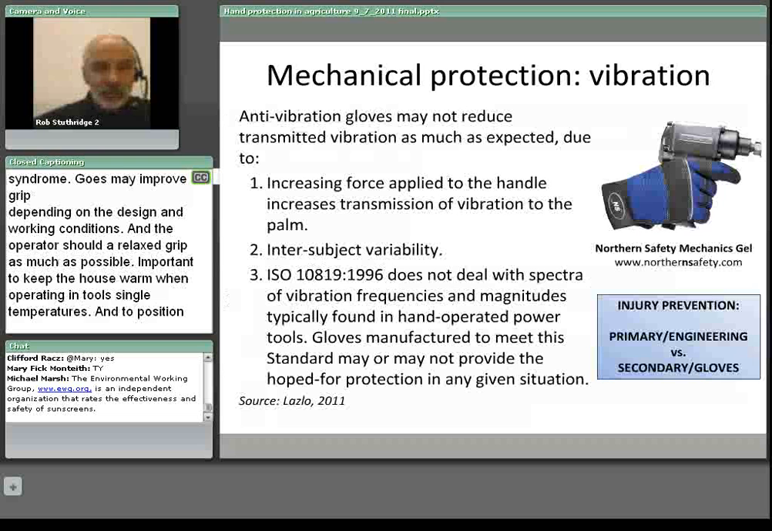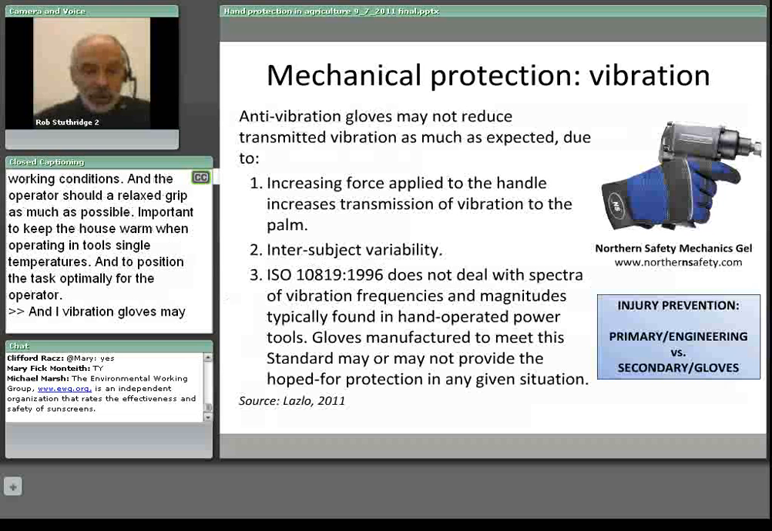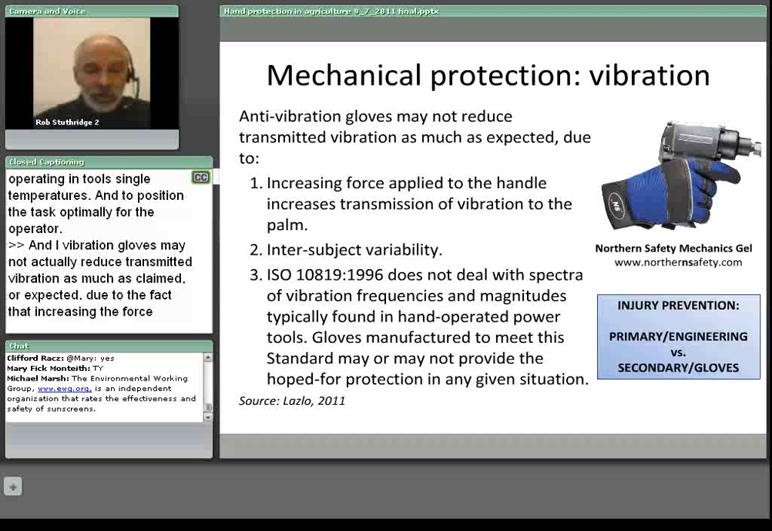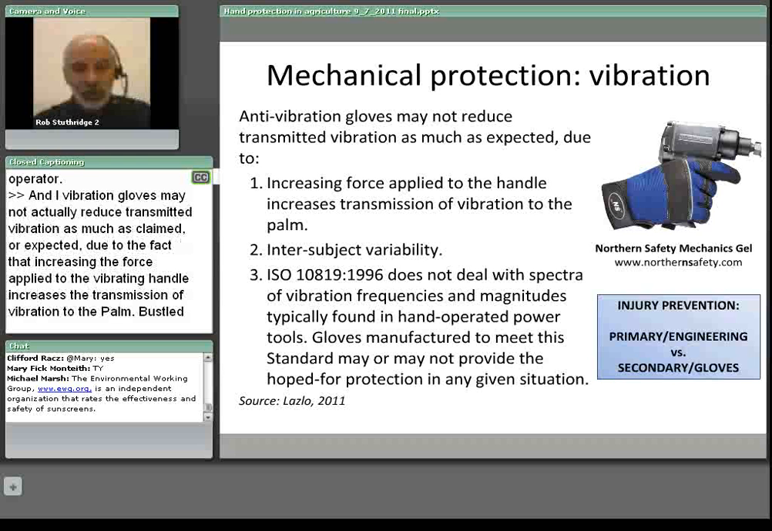Anti-vibration gloves may not actually reduce transmitted vibration as much as claimed or expected, because increasing the force applied to a vibrating handle actually increases the transmission of vibration to the palm. Gloves with contact surfaces that resist slipping enable reduced grip force and are recommended in preference to heavily padded gloves that might be somewhat slippery on the contact surface.